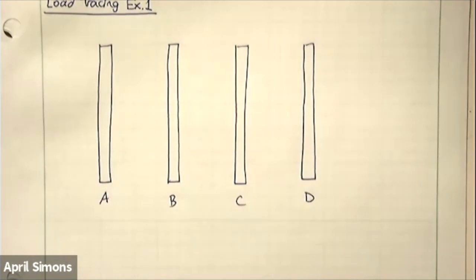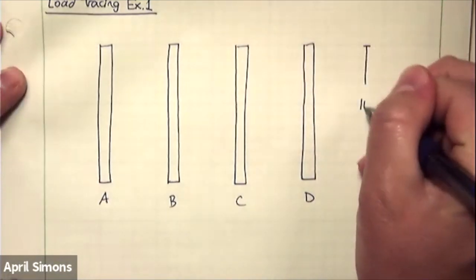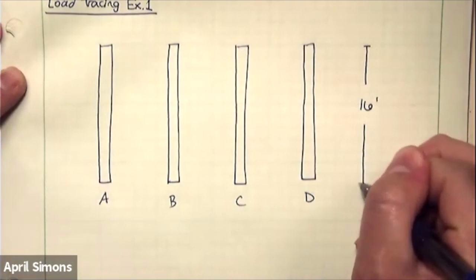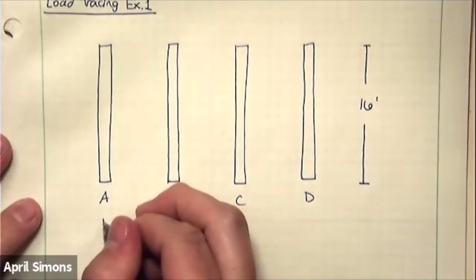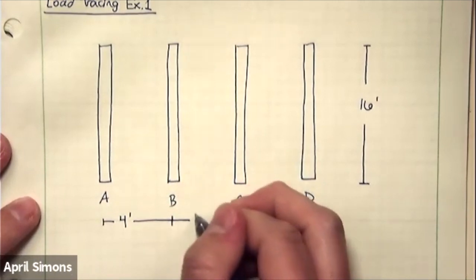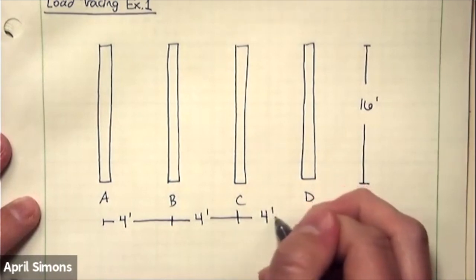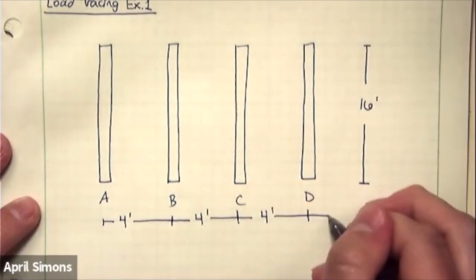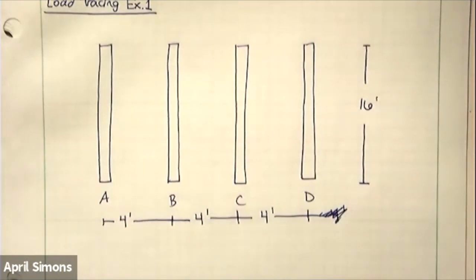All right, again, we know that these beams are 16 foot in length. So we'll note that here. And we know that they're 4 foot apart on center. So there's 4 feet between each of these beams. To show that, 4 foot on center.